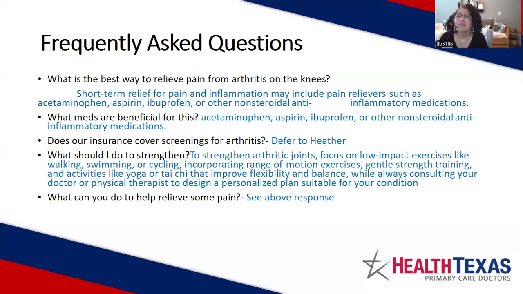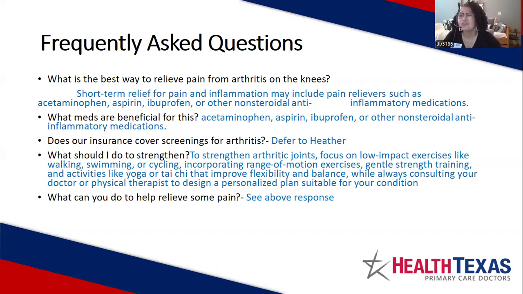What meds are beneficial for us? Again, those we just mentioned: acetaminophen, aspirin, ibuprofen. There are some other non-steroidal anti-inflammatory medications that are available, but some of those are not over the counter and must have a physician's prescription. So that's something that would need to be discussed with your provider.